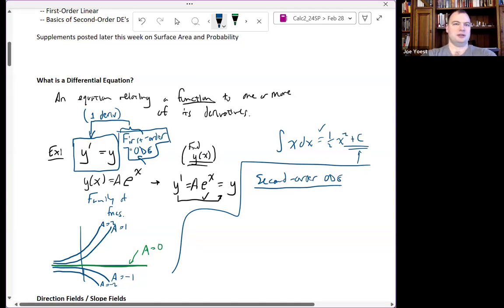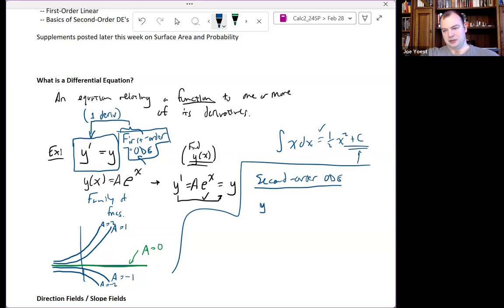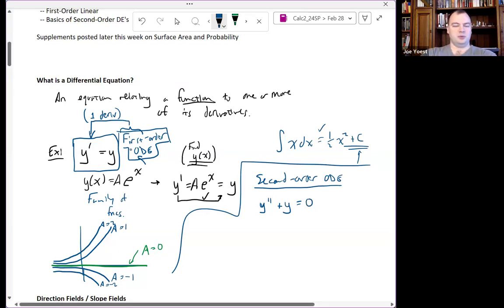Also, the solution methods, the strategies for attacking these differential equations are a bit different between first and second order, but from second up to third or fourth or fifth, the general strategy is fairly similar in a lot of cases, maybe I should say. So maybe an example of a second order ODE would be something like y double prime plus y equals 0.